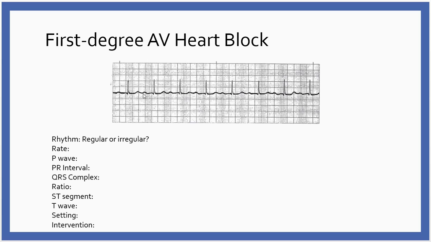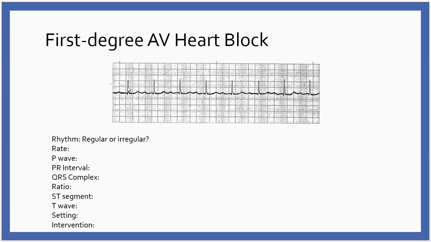Okay, so my PR interval starts here. So I've got 2 baby boxes to here, and that would be 0.08, and here's 0.20. So I'm at 0.28 and 1 more baby box. So my PR interval is 0.32. That's pretty long. Remember, the PR interval shouldn't be any longer than 0.20.